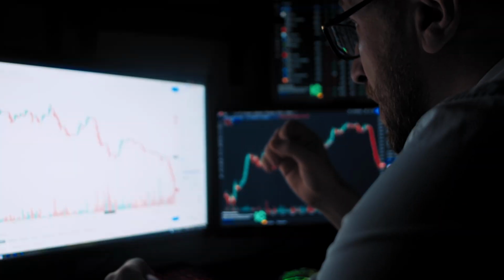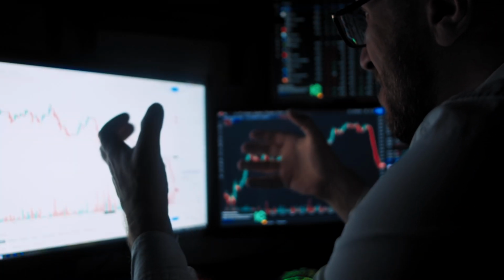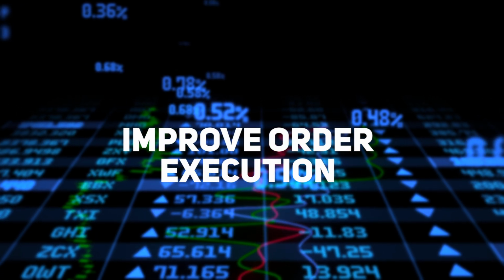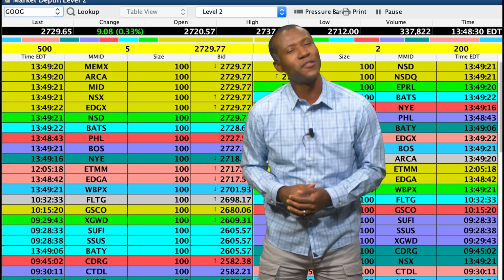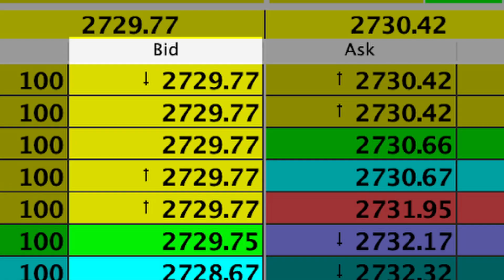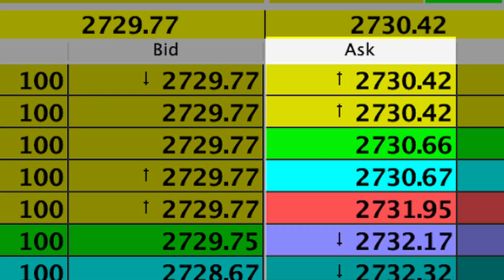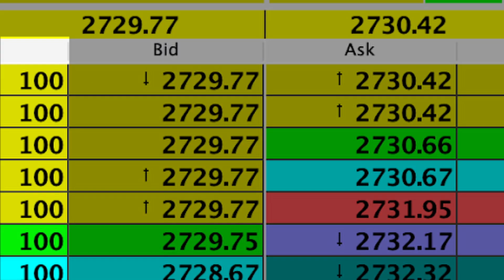By viewing the order book, traders can identify when market participants are placing large orders to manipulate the price of a security. This can help traders avoid getting caught in these manipulative trades. Number 3, improved order execution. Traders can use a level 2 screen to identify the best bid and ask prices and the order sizes available at each price level. This can help them execute trades at the best possible price and avoid slippage.